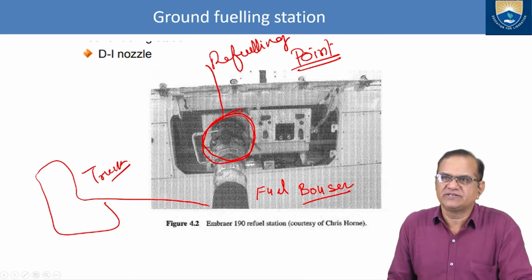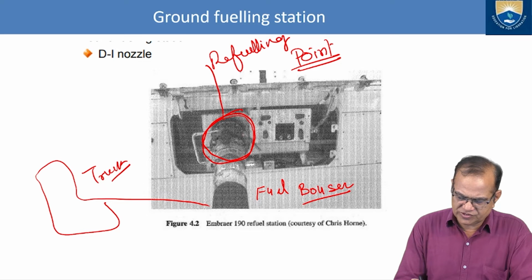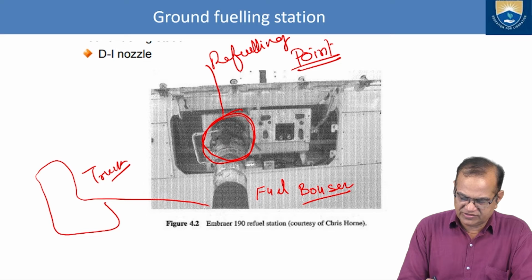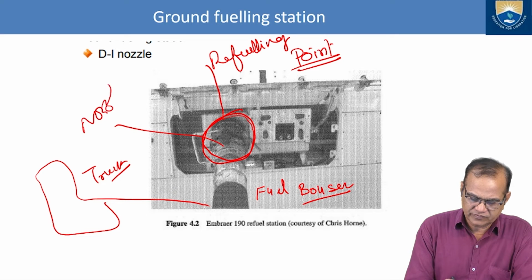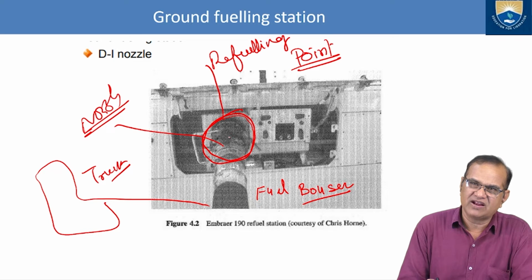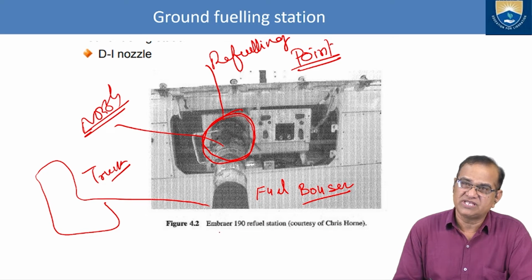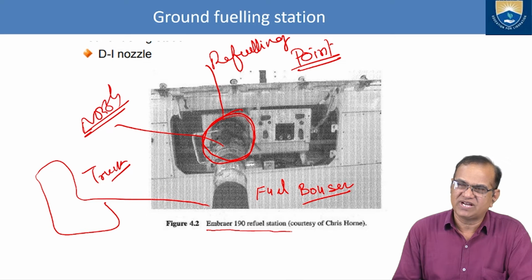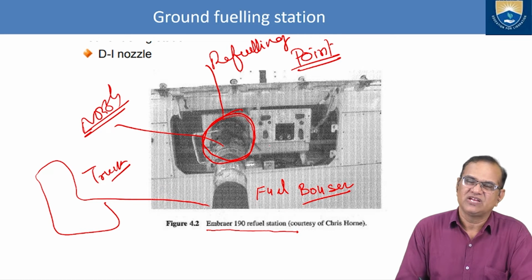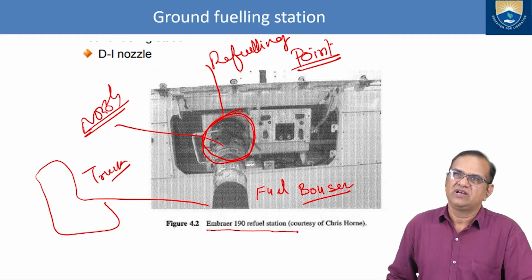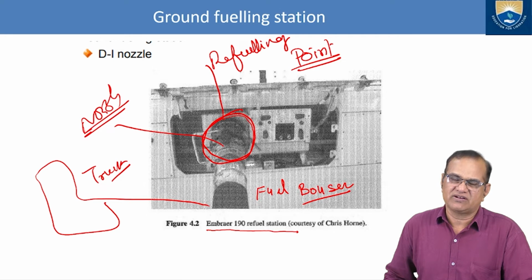This is the refueling point, the fuel bowser, and here we have some safety devices. It is called the DI nozzle, and this nozzle is inserted inside the aircraft. This is the Embraer 190 refuel station; on the Embraer 190, refueling is done in this way. It is shown as a pictorial representation of the ground refueling station on the aircraft, and from the ground this hose is taken and connected to the aircraft.